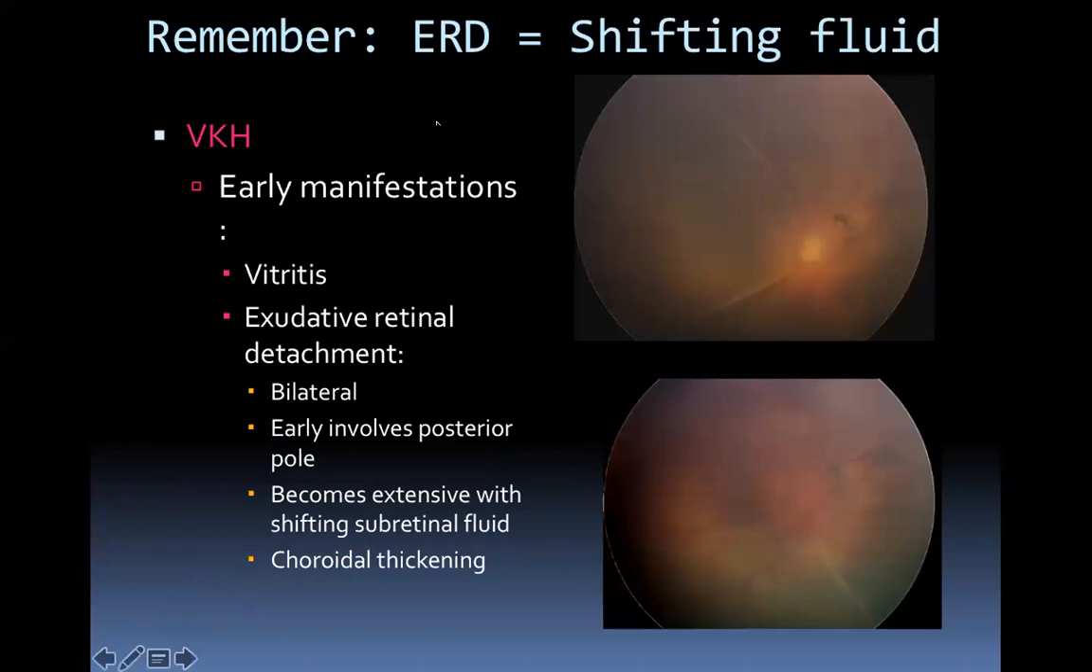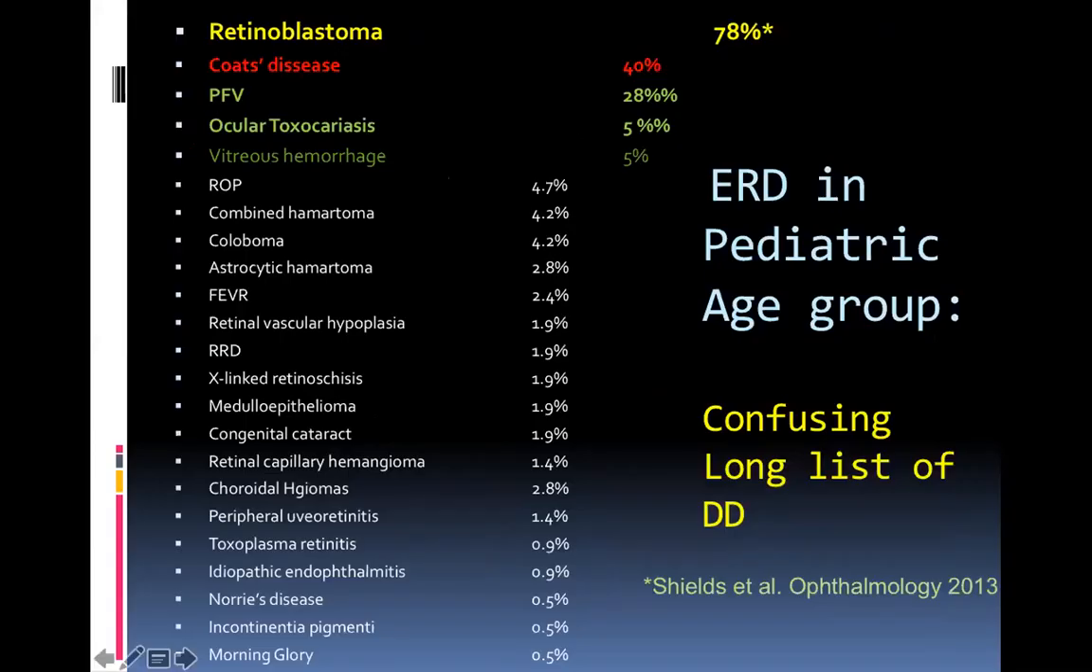There is always the concept of shifting fluid, which I like to emphasize. This is a child with VKH, Vogt-Koyanagi-Harada. He was around 6 years old, and this is the RetCam image while in supine and then prone position. You see the amazing shifting fluid, and you really have to encounter a case and do the test in the two positions to see how the fluid shifts, which explains the blurred vision when he wakes up in the morning, and then it gets better as the day goes by because of the flattening of the retina. Of course, the other investigations ensured the VKH, and he was treated by periocular triamcinolone, and he did really well.